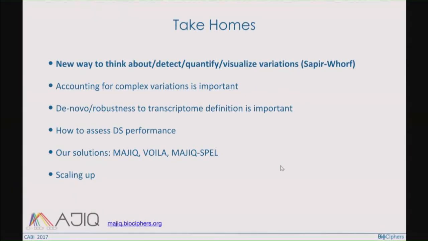So, take-home messages, 25 minutes. Let's see what we've learned, hopefully. So there are many ways to think about, detect, quantify and visualize variations, and that relates to the Sapir-Whorf hypothesis. That was the riddle I gave you, okay? So the Sapir-Whorf hypothesis has nothing to do with math, okay? It has to do with linguistics.